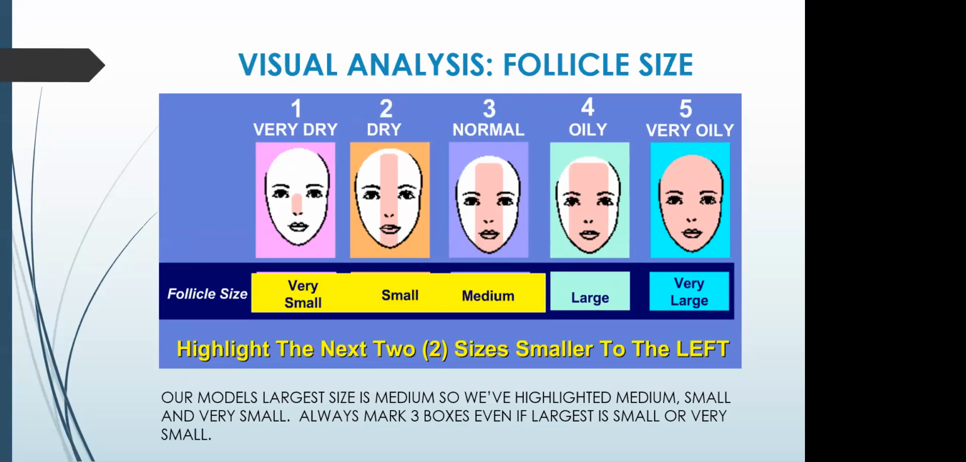Next you need to highlight the 2 sizes to the left, or the next 2 sizes smaller. This is going to give you your follicle size range. For our example, since we know that her largest follicle size is medium, we're going to highlight small and very small as well.